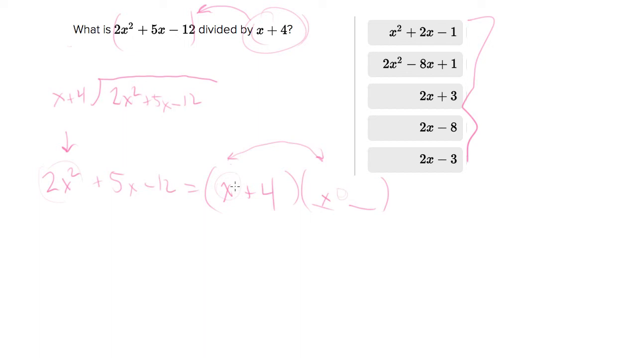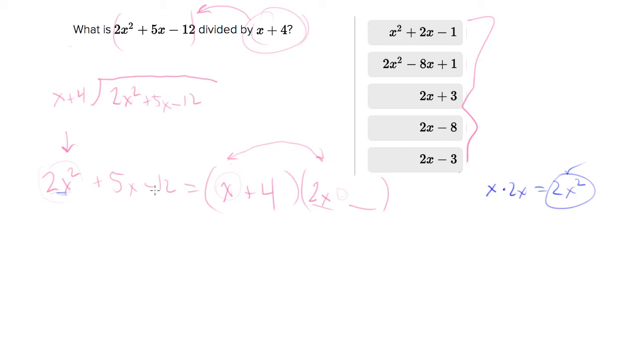Well, we need a 2 and an x. So there you go. There's your 2x. Now, if you want to check this, you can just write it out off to the side. So if I take x times 2x, that equals 2x squared, which is what I was looking for. So that is the first term here. So I know that these two are the first terms.